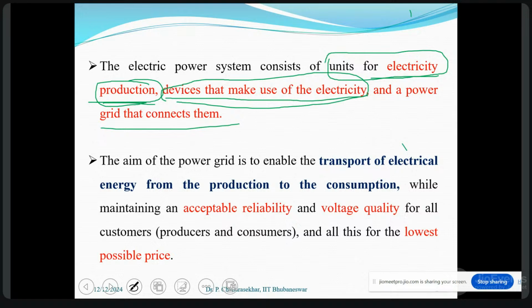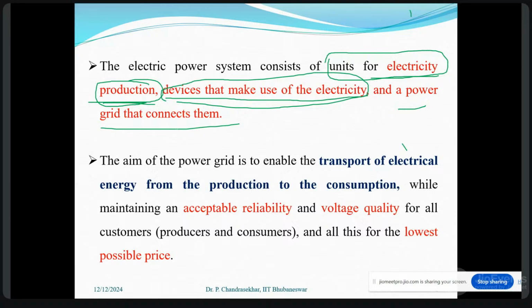Loads, very good. So we are talking about the loads that make use of the generated electricity. And finally, the power grid that connects these generators and the loads. So we are talking about our transmission and distribution system. So an electric power system consists of generators, the loads, and the network that connects these two. That's what our electric power system is.